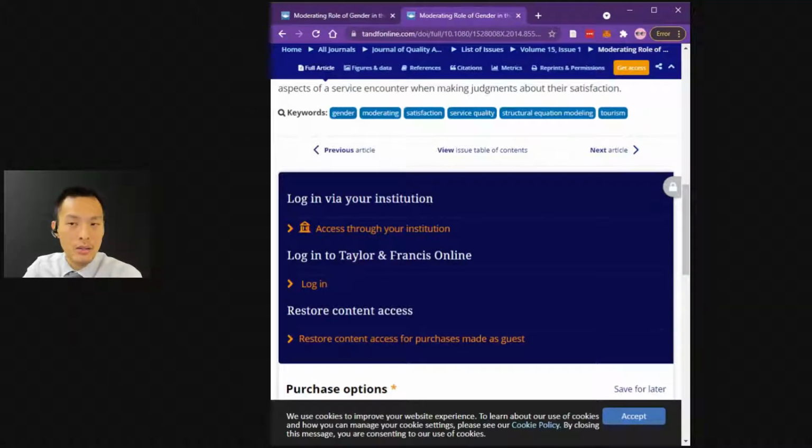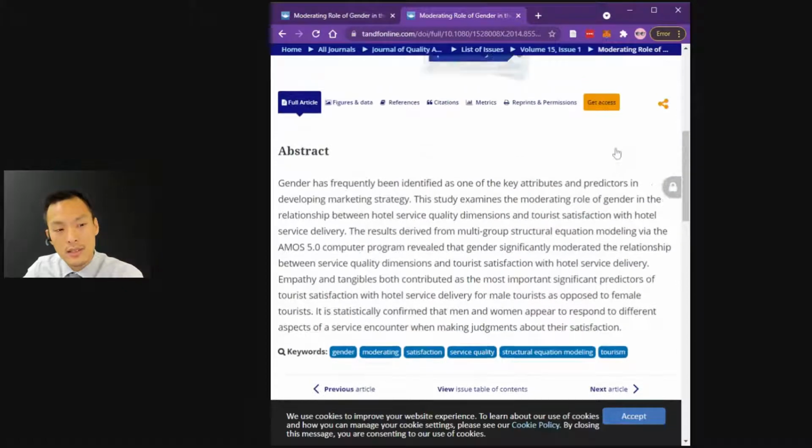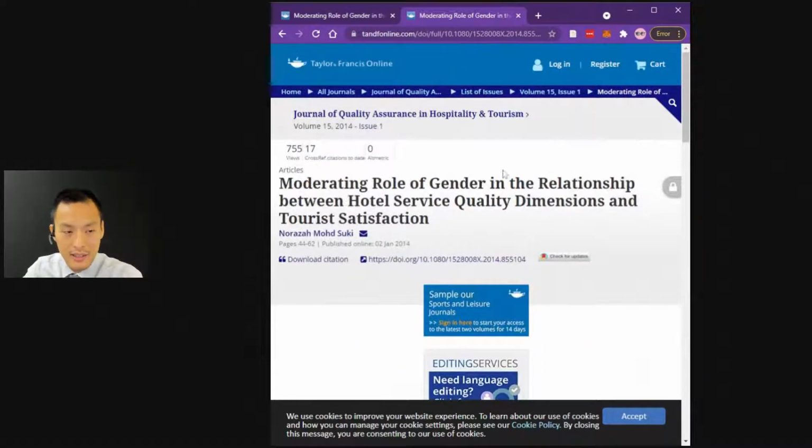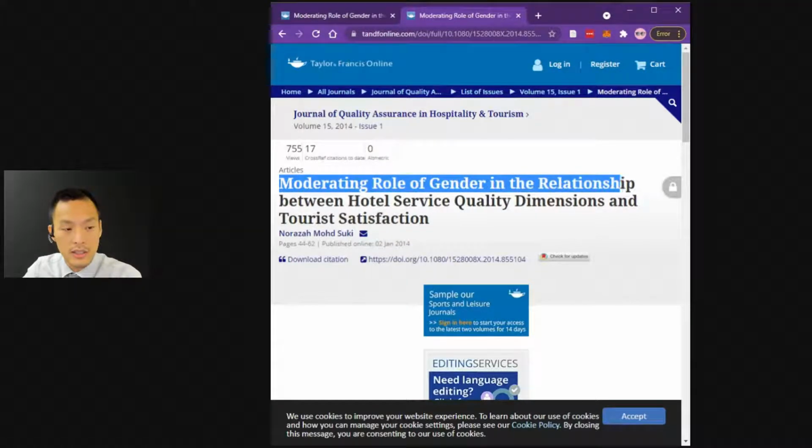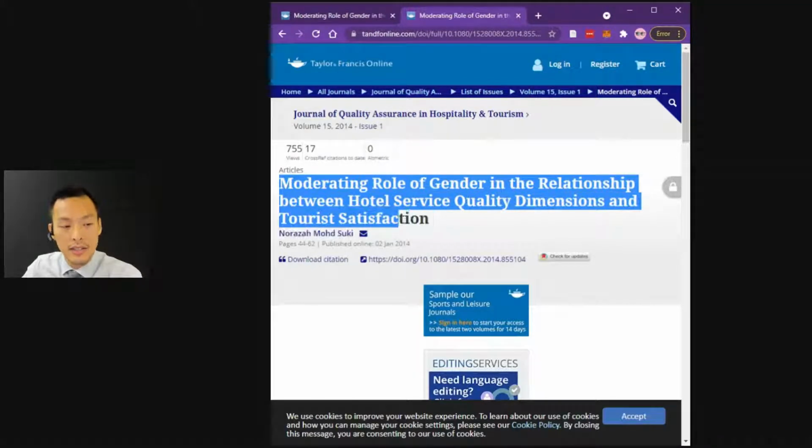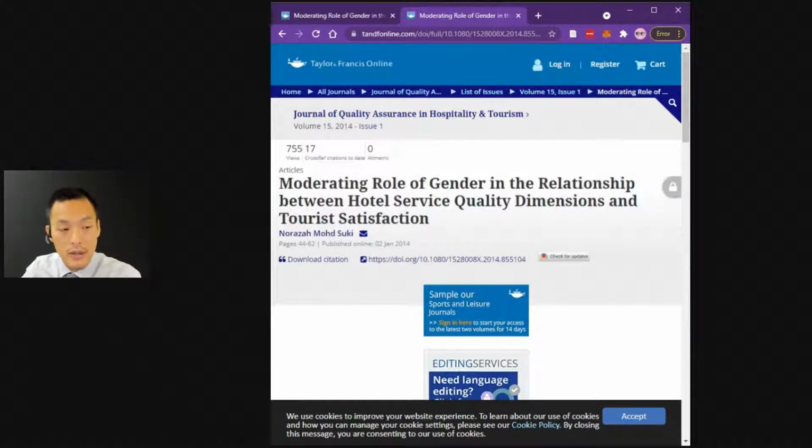And we will talk about how to deal with this issue next week when we talk about finding literature and what happened when you find a paper that you want and you can't get to the paper that you want. Okay, so just bear with me for this week. Just assume that I got this paper from somewhere somehow, right? So let's look at this paper. The first thing you're going to do when you read a paper is to read the title, right? So moderating role of gender in the relationship between hotel service quality dimensions and tourist satisfaction. So obviously, immediately you know that they're going to talk about how gender have a role in determining the relationship between the service quality and the tourist satisfaction.